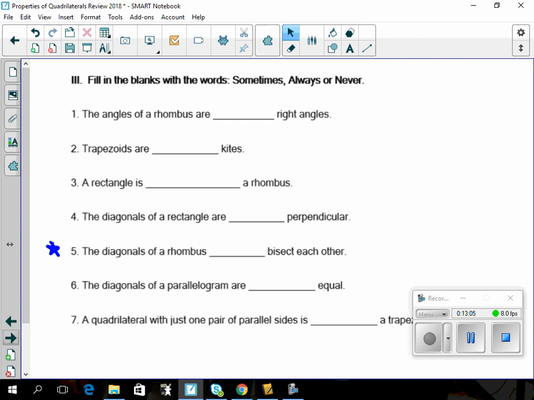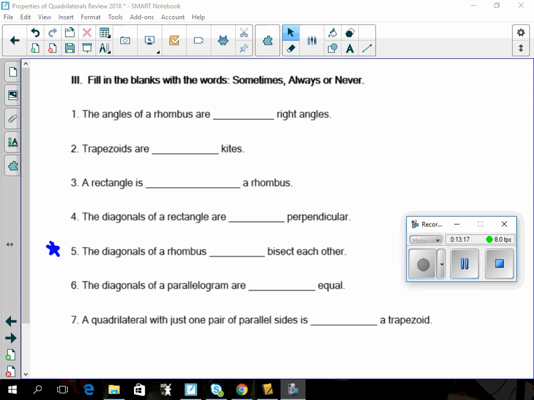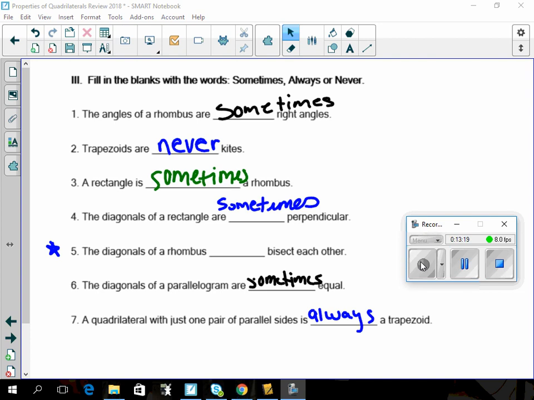So the Venn diagram is going to help us make a decision as to whether we're going to write sometimes, always, or never in these blanks. But skip number 5 for now because we haven't talked about that specific property yet. So at this point, I agree with everything. I'd like us to look at the sometimes ones and write the case that happens.